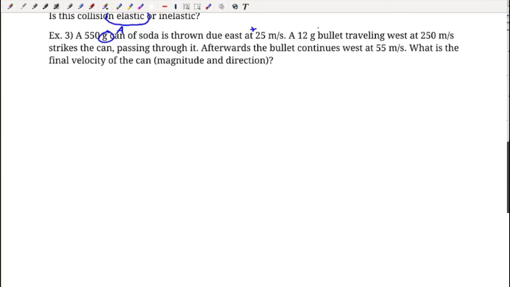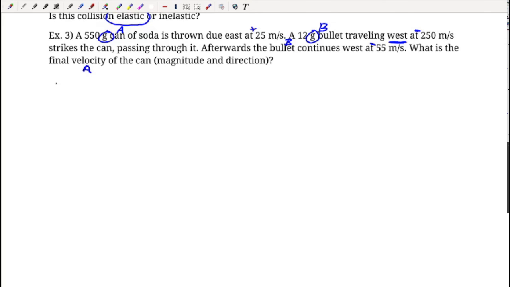A 12 gram bullet, let's call this B for bullet, that's kind of handy, and again grams, watch out, traveling west at 250 meters per second, strikes the can, passing through it. So west is going to indicate we have the negative velocity. Afterwards, the bullet continues west at 55, so west is a negative 55 meters per second. What is the final velocity of the can? Velocity A final, magnitude and direction.